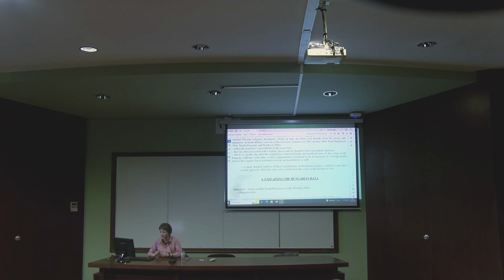A more detailed analysis of these constructions in Romanian requires, therefore, a different and more careful approach, again, without invalidating the cross-linguistic correlation, which also takes into consideration the source of the diachronic data. Now, as originally, I've also included Hungarian in the abstract, Romanian and Hungarian, two typologically different languages.